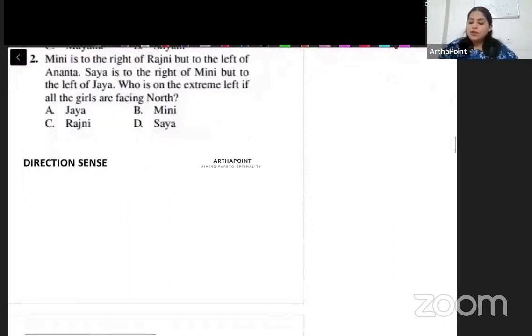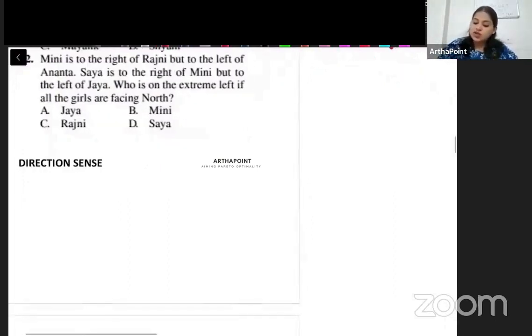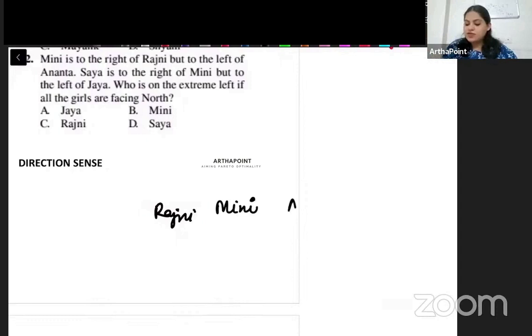Try it yourself. Mini is to the right of Rajni. So if this is Rajni, Mini is to the right of Rajni, but left of Ananta.